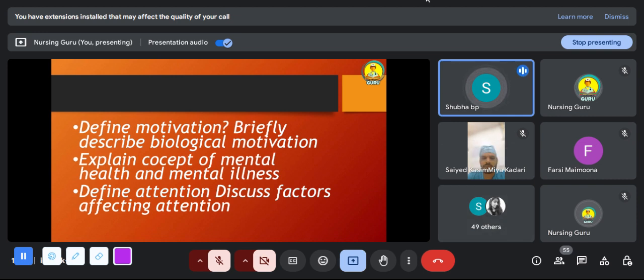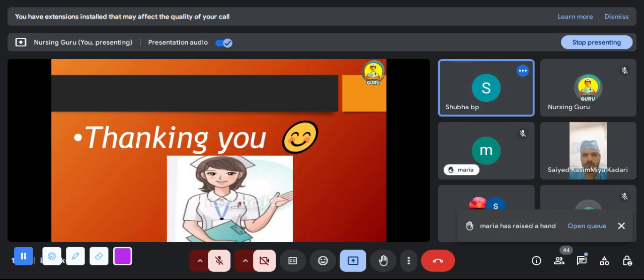And the next one, define attention. Attention is very much important. If you are listening to any class, if you are writing any exam, if you are doing some work, whatever you are doing, attention is very much important. If you give attention while doing work, then it will be in good condition. If you do not give attention while doing work, then it will be in bad condition.